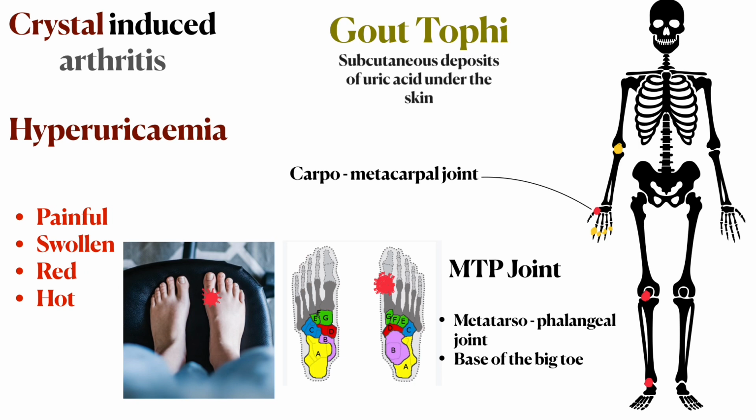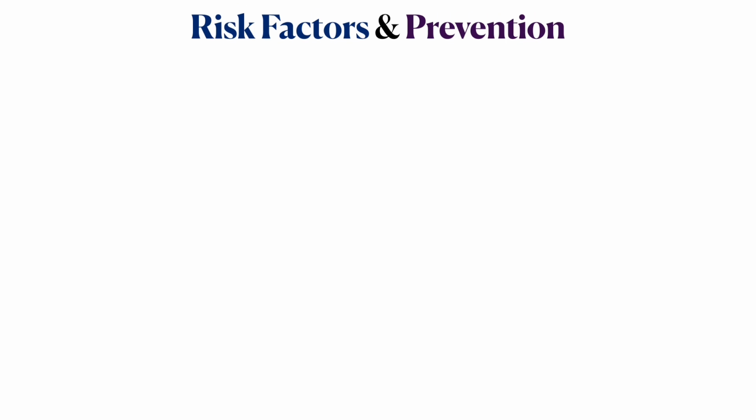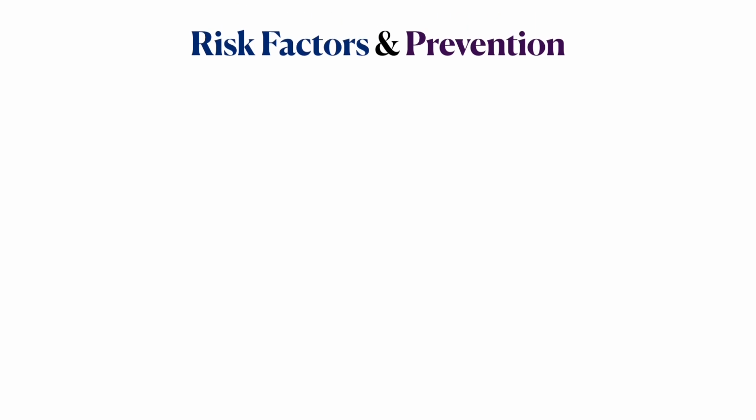Gout doesn't just form crystals in the joints, but also underneath the skin. These are called tophi. So they are subcutaneous deposits of uric acid under the skin. These are shown by the yellow dots in the diagram. So these are under the skin, at the ear, the distal parts of the fingers, as well as the elbow. But by far the most common are the DIP, so the distal interphalangeal joints at the end of the fingers. These are the most commonly affected ones.